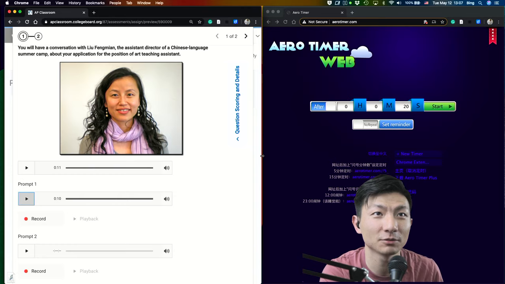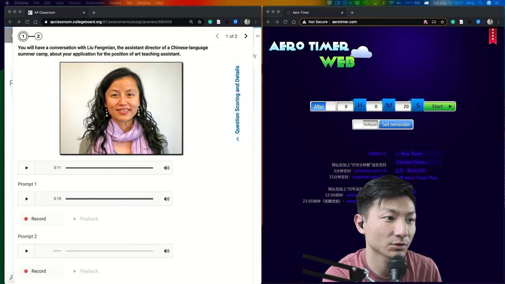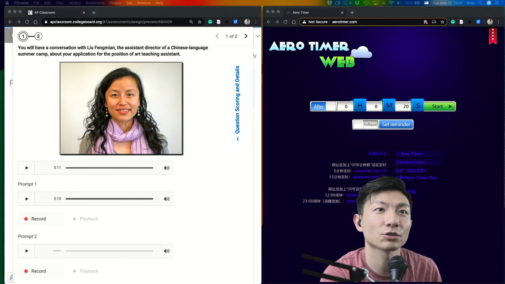Is my mouse working? No, it's not. Hold on a second. Let me see if I want to connect the mouse to my laptop. It's easier to reach. Should have tested when I was waiting. All right. It's not working. Why? All right, let's start.